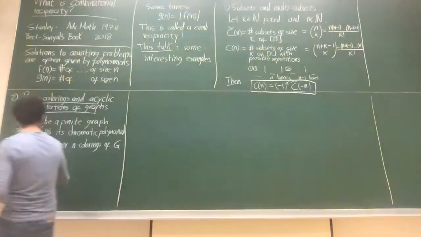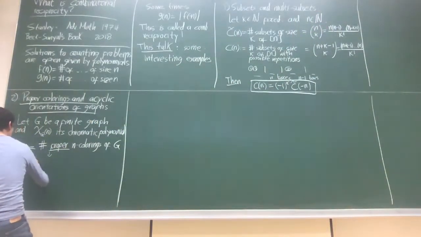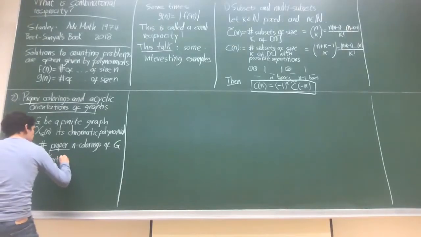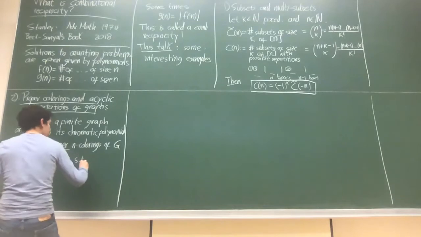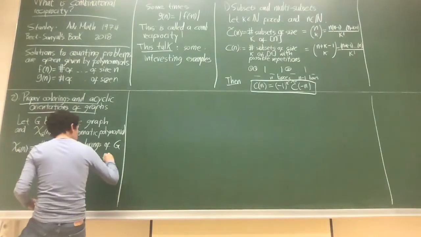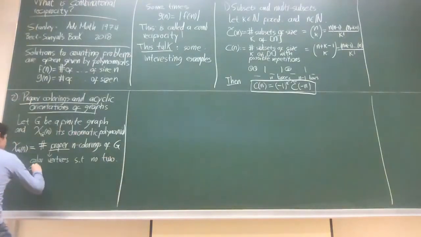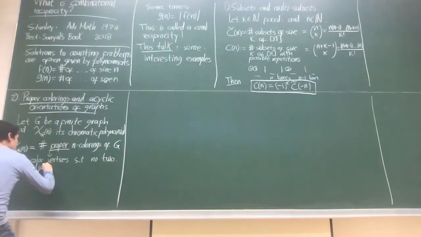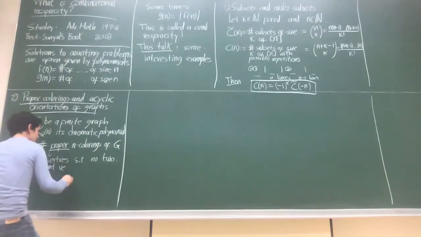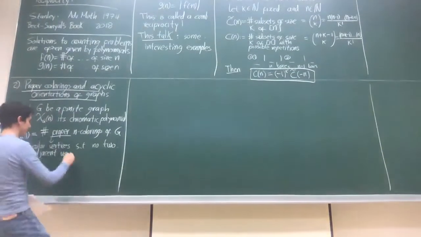So this means color vertices such that no adjacent vertices have the same color.